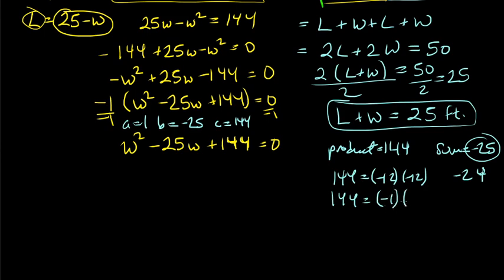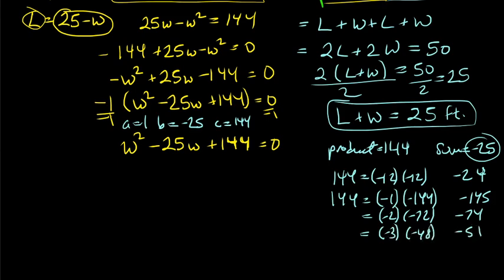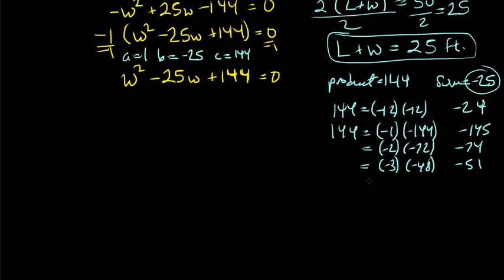We could do negative 1 and negative 144, but that's negative 145. We could do negative 2 and negative 72. That's negative 74. I think we can divide by 3. And that's 48, yeah. So negative 3 plus negative 48 is negative 51. We're looking for negative 25. If we divide by negative 4, we get negative 36. When you add those up, you get negative 40. Still no match. I don't think we're going to be able to divide by 5.